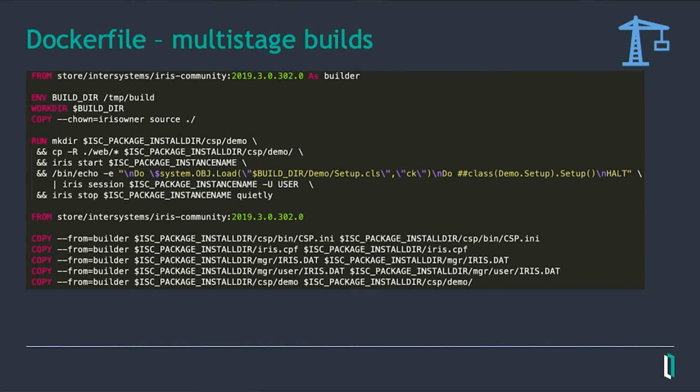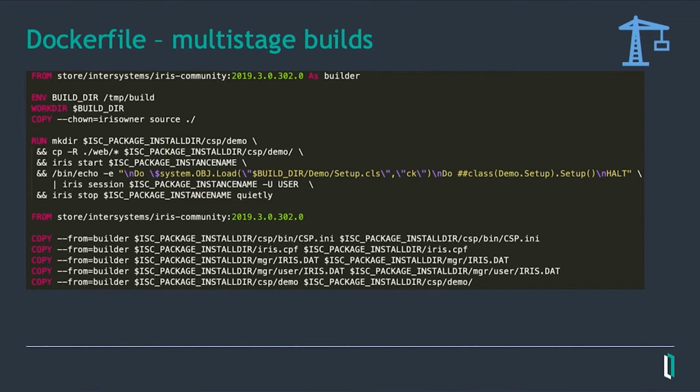There's one other thing I want to talk to you about Docker files before we move on. That's this concept of a multi-stage build. So here we have a Docker file. It's very similar to what we did before. The main difference you'll see at the top is that we start with FROM InterSystems IRIS community, and there's this phrase AS builder on the end. What that does is just give a name to this stage of the build.